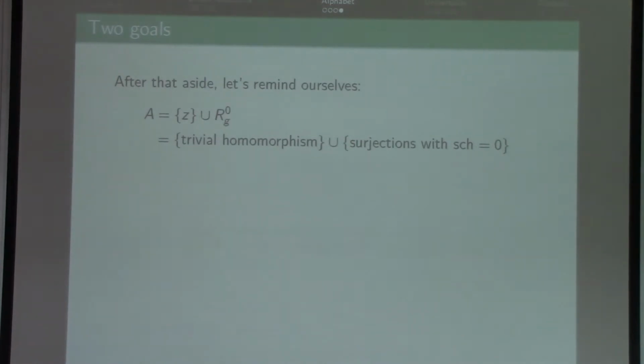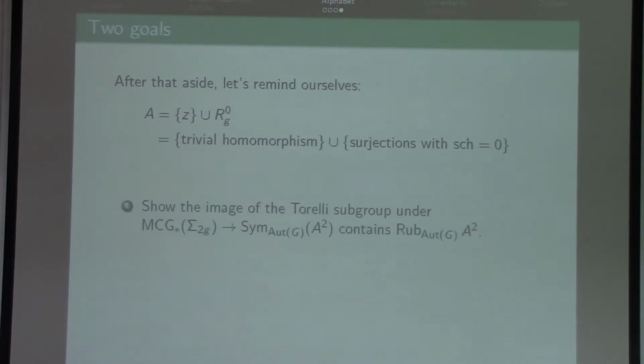So I've told you what our alphabet is. Let's remind ourselves, it's right there. We have the trivial homomorphism, we have surjections with trivial Schur invariant. So now there are two things we need to do to be able to take that ZSAT model and turn it into a manifold. So we need to study binary gates.